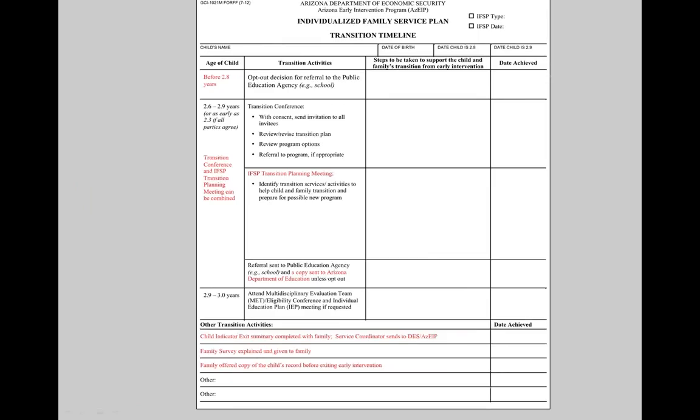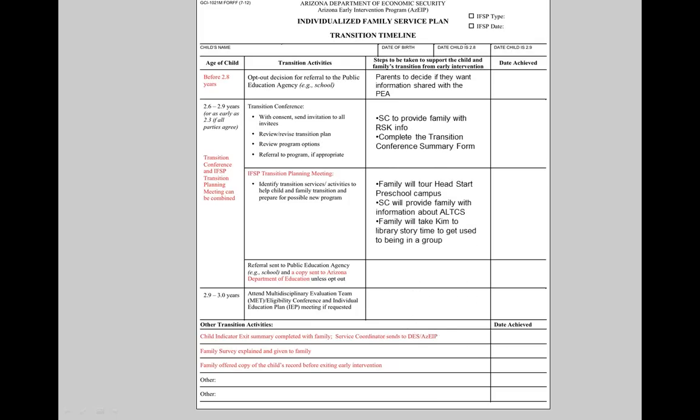This transition timeline page of the IFSP is used to document steps needed during the transition process between 2.6 and 2.9, or as early as 2.3 if all parties agree. In the typical process between 2.6 and 2.9, the steps to be taken to support the child and family's transition from early intervention services to the public schools are documented here.